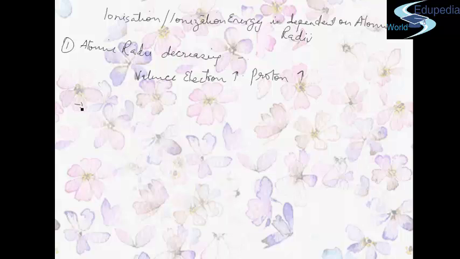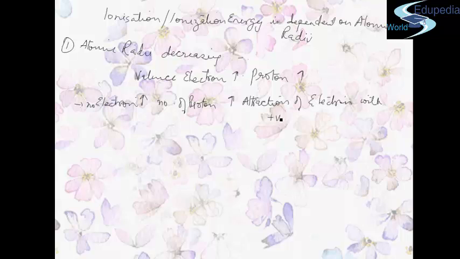So we conclude that as the number of electrons increases, the number of protons increases, which increases the attraction of electrons to the positively charged nucleus, which decreases the atomic radii.